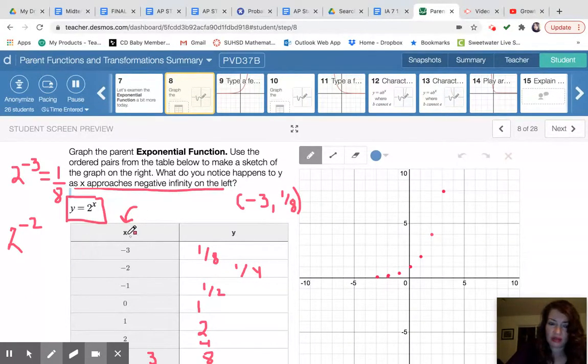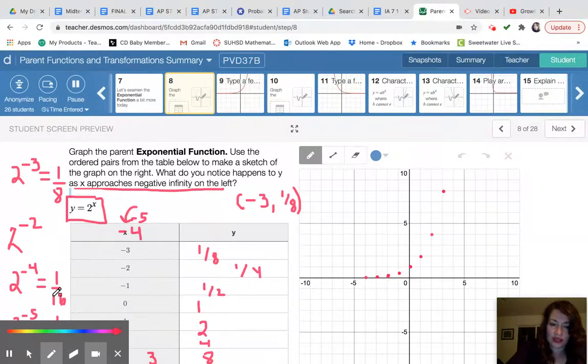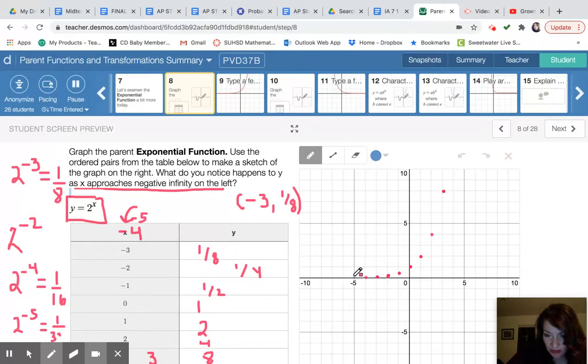So if I continue with numbers such as -4 for x or -5, we would just get increasingly smaller. For example, 2 to the -4 is the same as 1 over 16, which is actually half as small as 1/8. So I can't even draw it because my point would be touching the x-axis, but it would just get closer and closer to 0. And if I said 2 to the -5th, that would be 1 over 32.